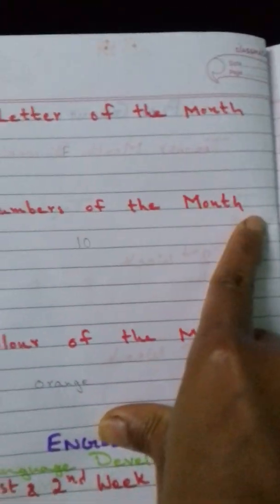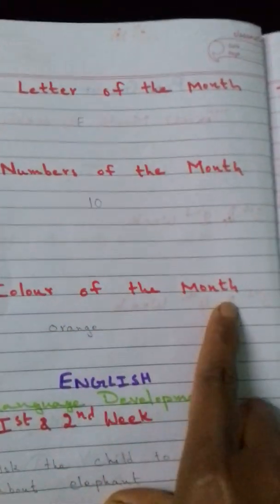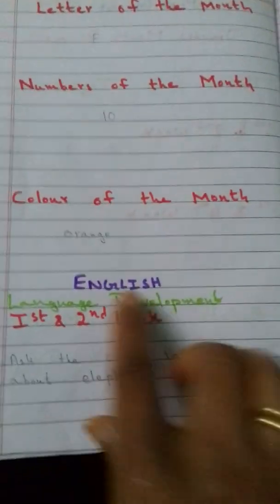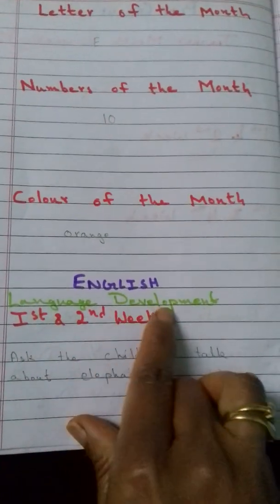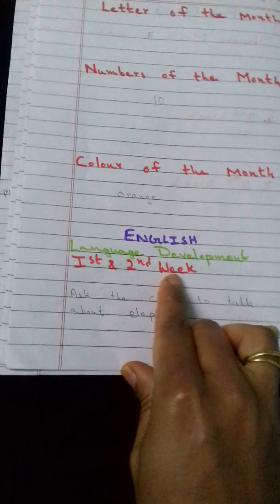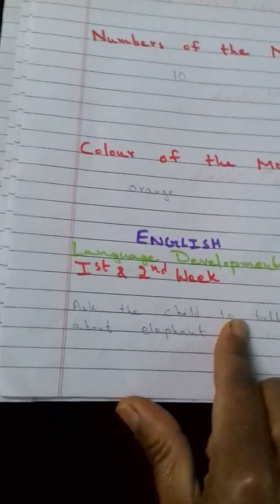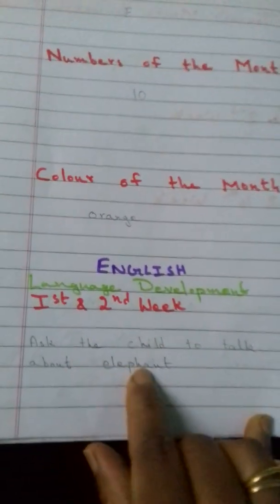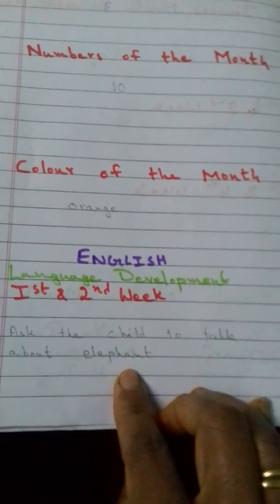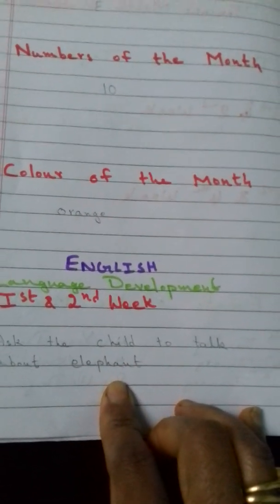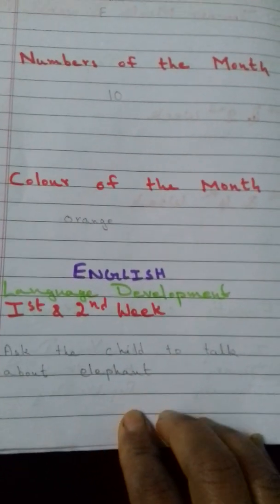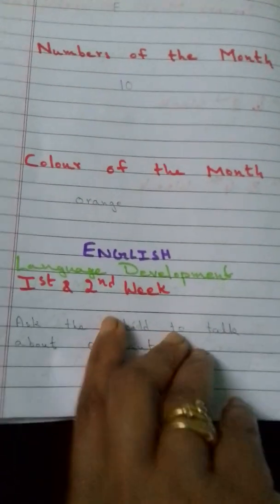Letter of the month is E and number of the month is 10. Color of the month is orange. In English language development for the first and second week, ask the child to talk about the elephant. You collect the information the child knows about the elephant.